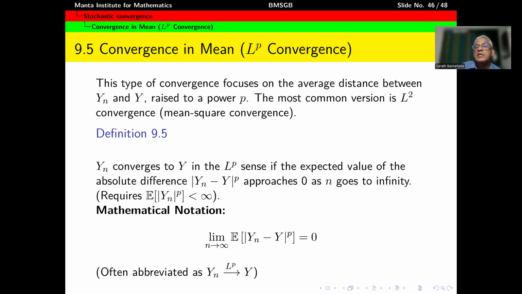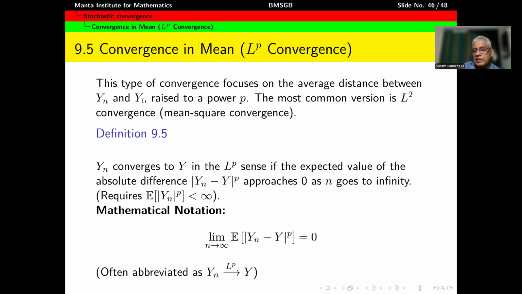Convergence in mean. When we talk about convergence in mean, actually we are considering convergence in mean in several different powers. So therefore, usually we call it LP convergence, where P is the power that we are going to consider. So this type of convergence focuses on average distance between Yn and Y.